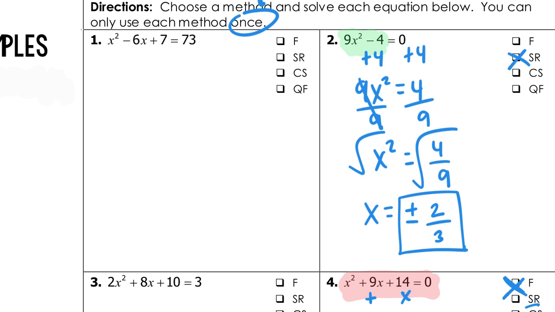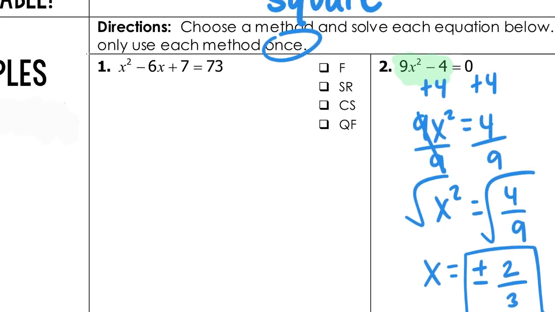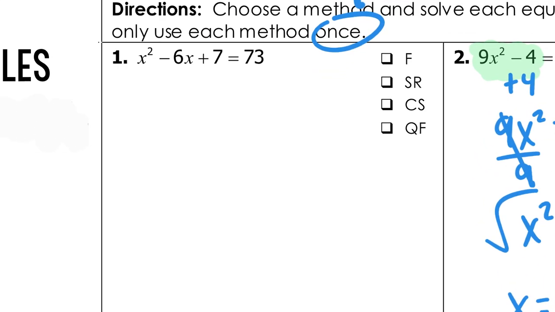So completing the square is always easier when there's no number in front of the square term. Remember, if there is a number there, you have to divide by it. This number 1 has no number in front of the squared term, so I'm going to use completing the square on this one. So to use completing the square, we move the 7. So we have x squared minus 6x equals 73 minus 7. And then we get 66.